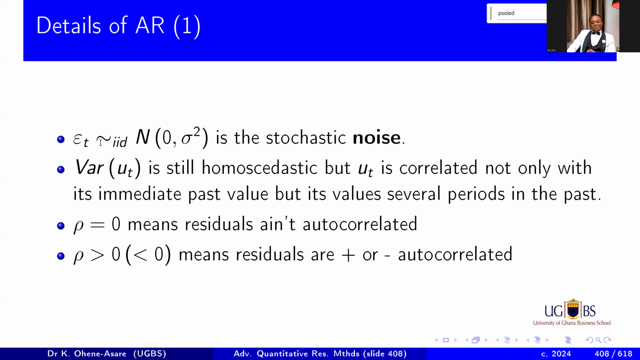Another thing to notice: the variance of the error, remember the previous one was talking about the mean of the error, should be homoscedastic. But the only thing is that in this context, it is correlated not only with its immediate past, but also with several past values. So the first order autocorrelation was when epsilon t correlates with epsilon t minus 1. But epsilon t can also correlate with epsilon t minus 2, and with epsilon t minus 3.